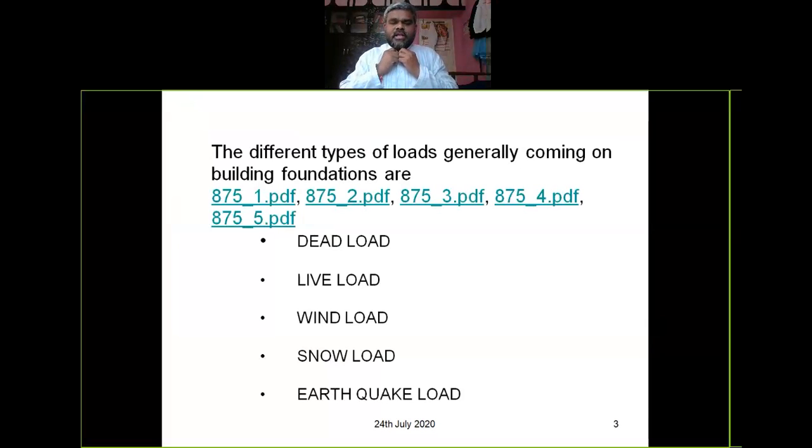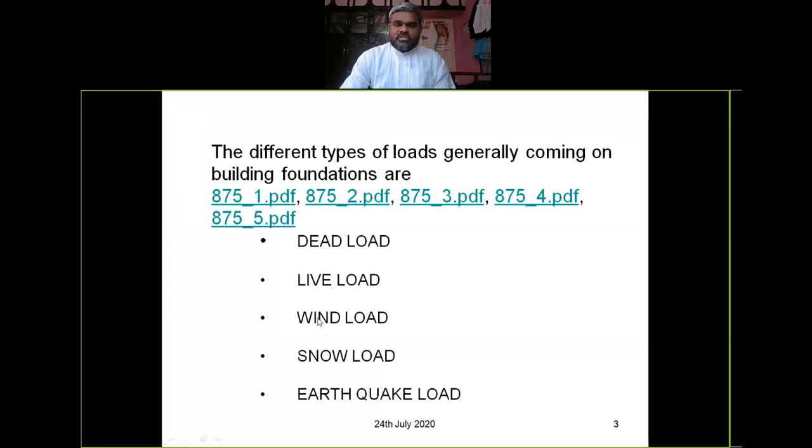Now, what is a dead load? Dead load means the self weight of the structure. Whatever self load is carried by the structure itself is called a dead load. Live load means a moving load, like human beings, or, if you take a bridge, the vehicles coming and going. Whatever moving loads come onto the structure are called live loads.